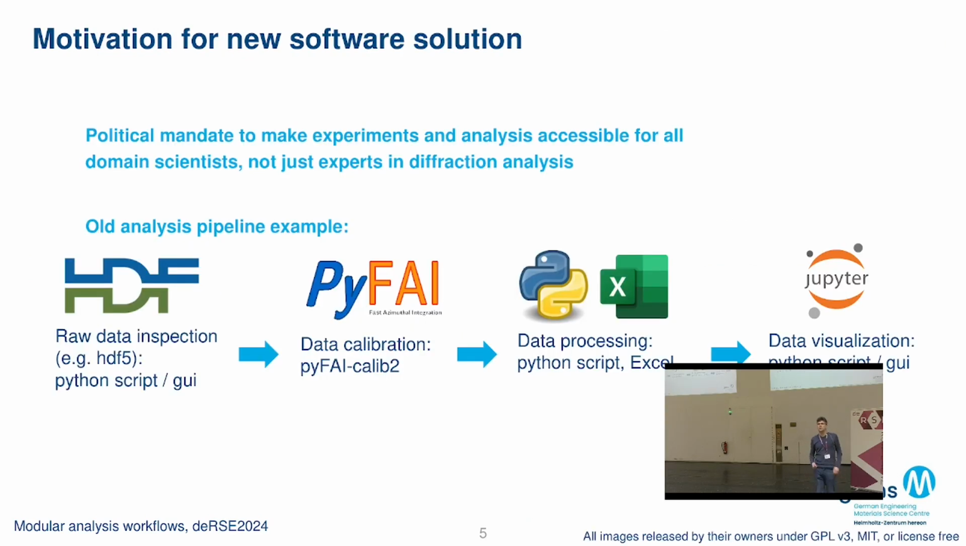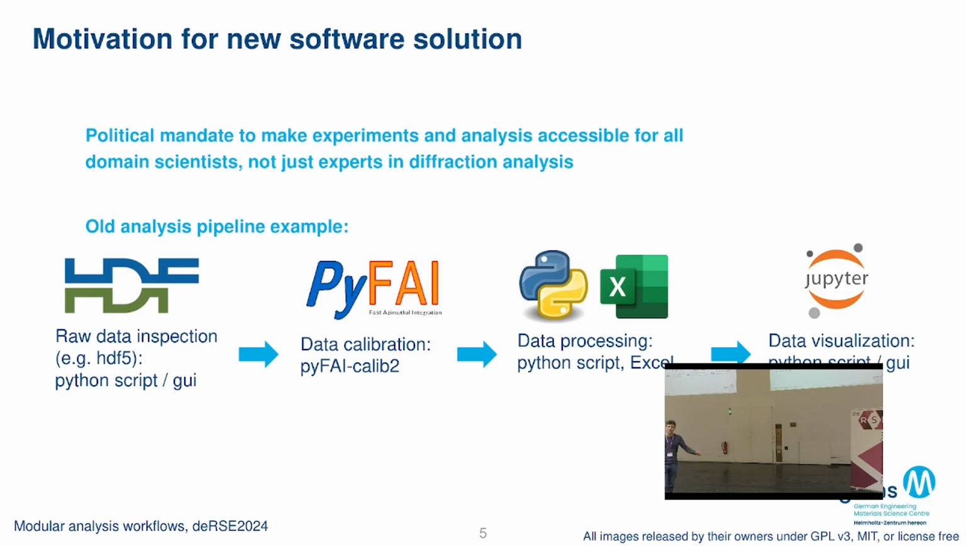The motivation for new software is we have a political mandate, as most Helmholtz centers do, to make the experiments more accessible. The key word is offer analysis, not experiments. So for now, we don't want to limit the experiments to domain scientists who also have a background in X-ray diffraction, but really to all domain scientists. So one of the hurdles is the analysis.